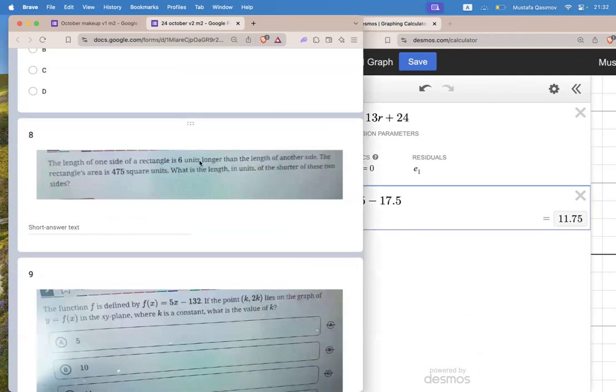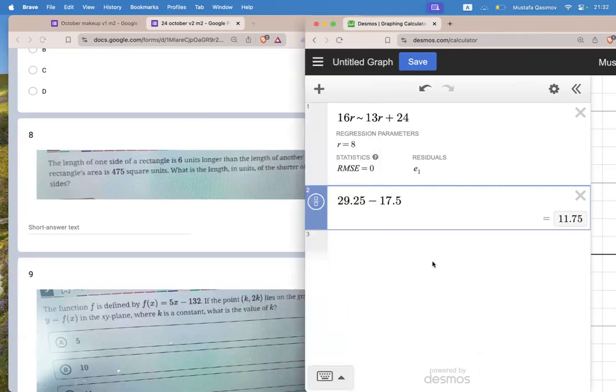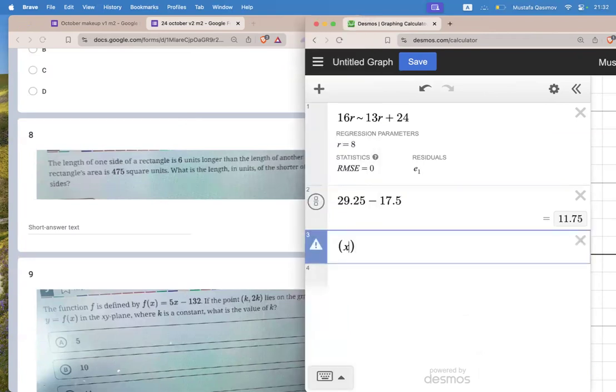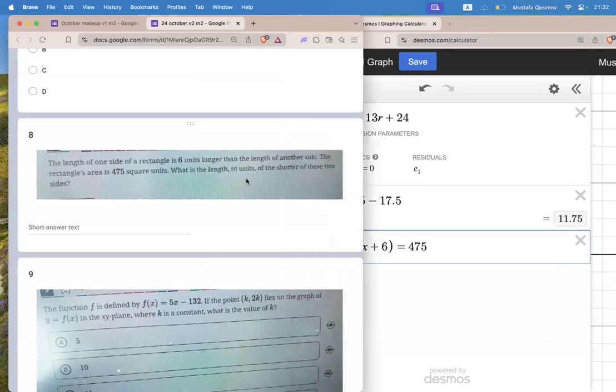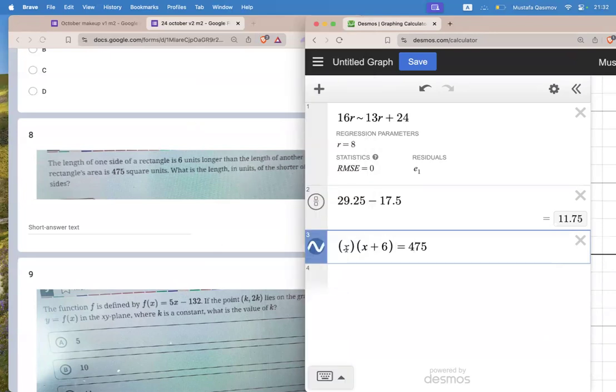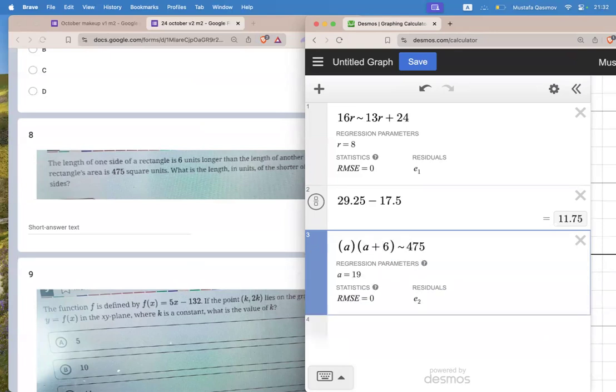Side of rectangle is 6 units longer than length of another side. It means that one of them is X, one of them is X plus 6. It is equal to 475. Then it says, what's the shorter side? Let's write it. 19.